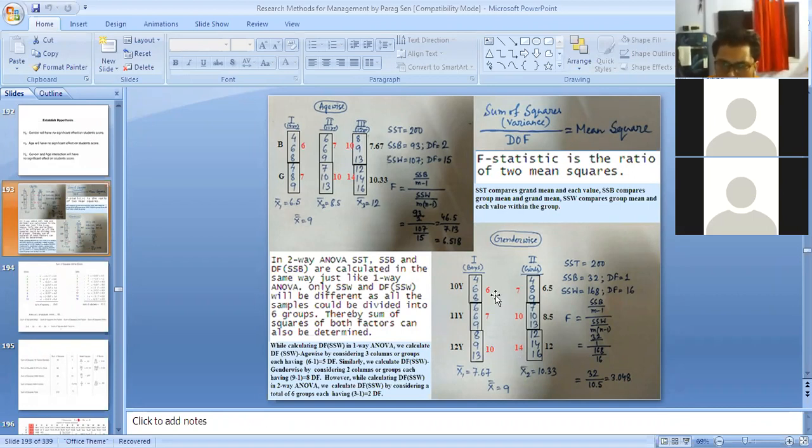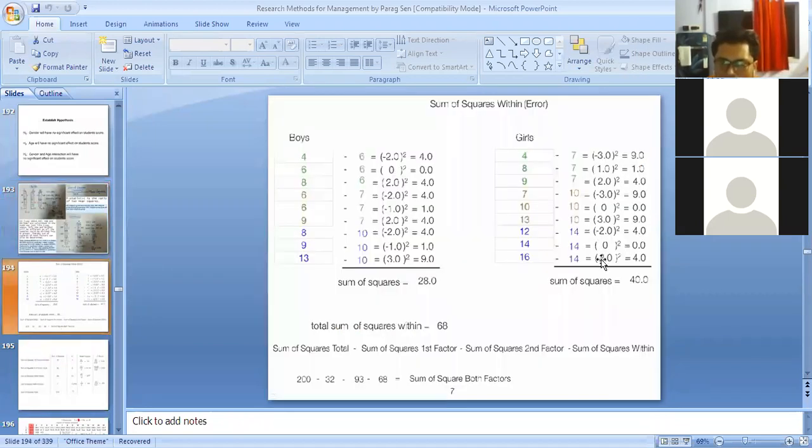So you need to subtract the block mean from each and every element: 4 minus 6 whole square plus 6 minus 6 whole square plus 8 minus 6 whole square plus 6 minus 7 whole square plus 6 minus 7 whole square plus 9 minus 7 whole square. In this way you need to calculate all these things. And ultimately, if you add all those things, you will get a total sum of square of 68.